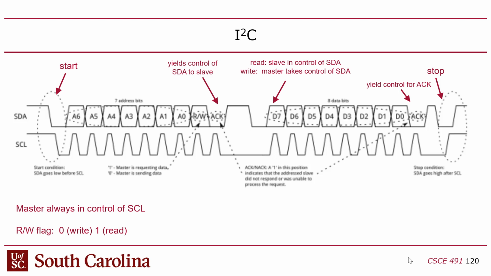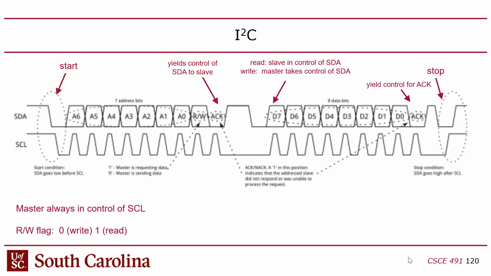So it starts out in the master's hands, then it goes to the slave's hands to send the acknowledgement bit. If it's a read, it stays in the slave's hands. So the slave acknowledges the address. Actually, it's more than just the address. It's the address plus the read or write flag, right? So if it's a read, the slave will send the acknowledgement and then the data, right? And then the master will take control to acknowledge the data, right?